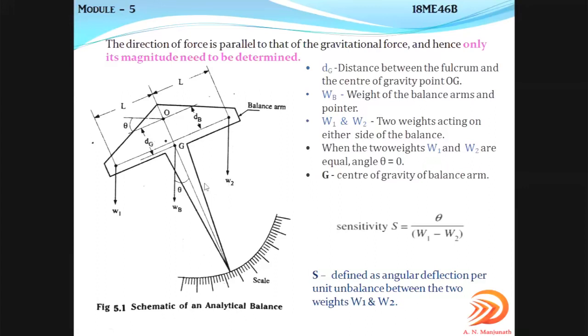W1 and W2 are the two weights acting on either end of the balance. This theta will be equal to zero when W1 and W2 are equal, that is, when the standard mass on one end and the unknown force on the other end are equal, the subtended angle theta will be zero. Therefore, the weight of the balance arm and the pointer will not influence the measurement in this physical balance.